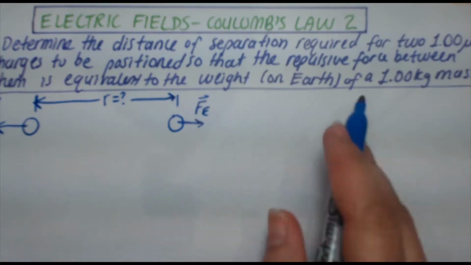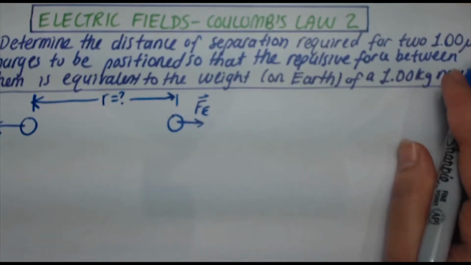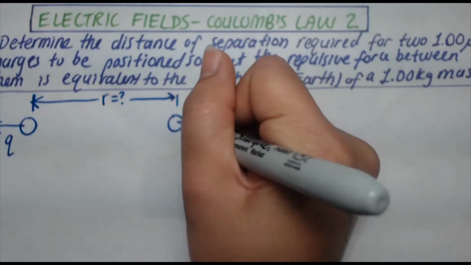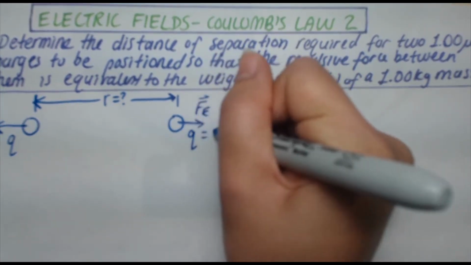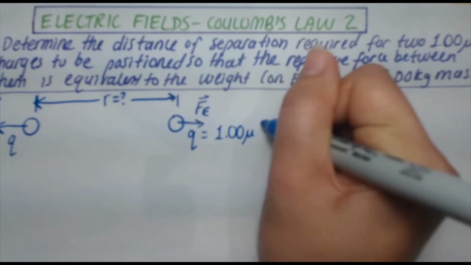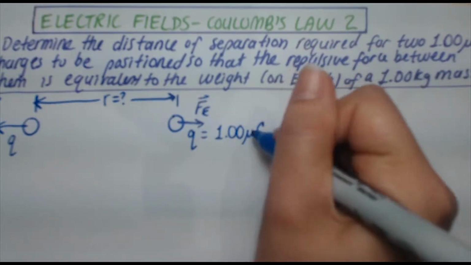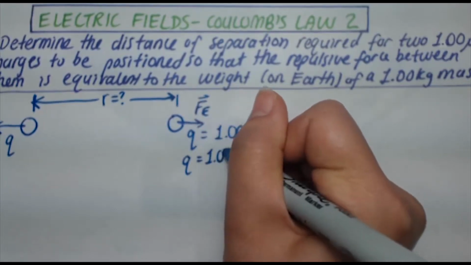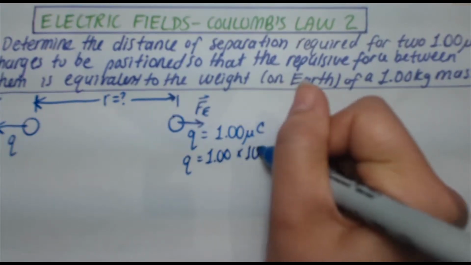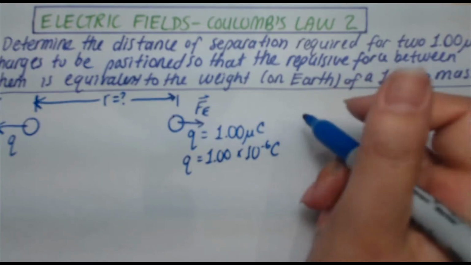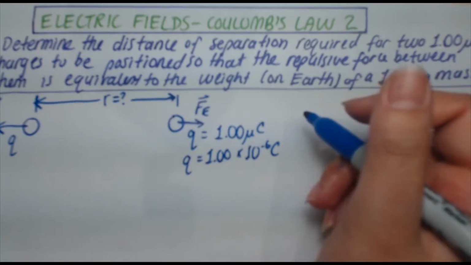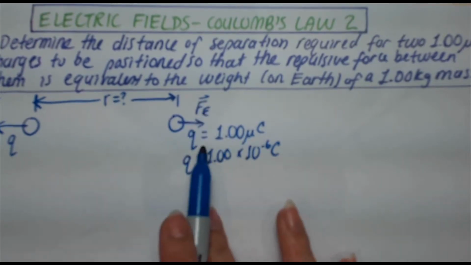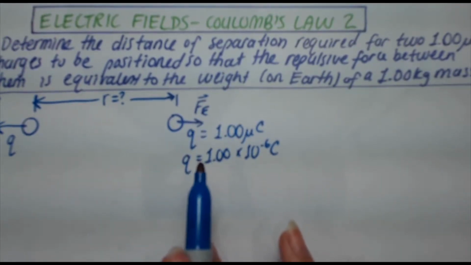So we know that the charge on each is 1.00 microcoulombs, so they have the same charge, so I can call each one Q, and Q is equal to 1.00 microcoulombs. Micro is the prefix that means times 10 to the minus 6. So Q is equal to 1.00 times 10 to the minus 6 coulombs. Now, we are going to be using Coulomb's law in this problem because in order to find the distance R, given electric force and charges, Coulomb's law is the proper way to go.